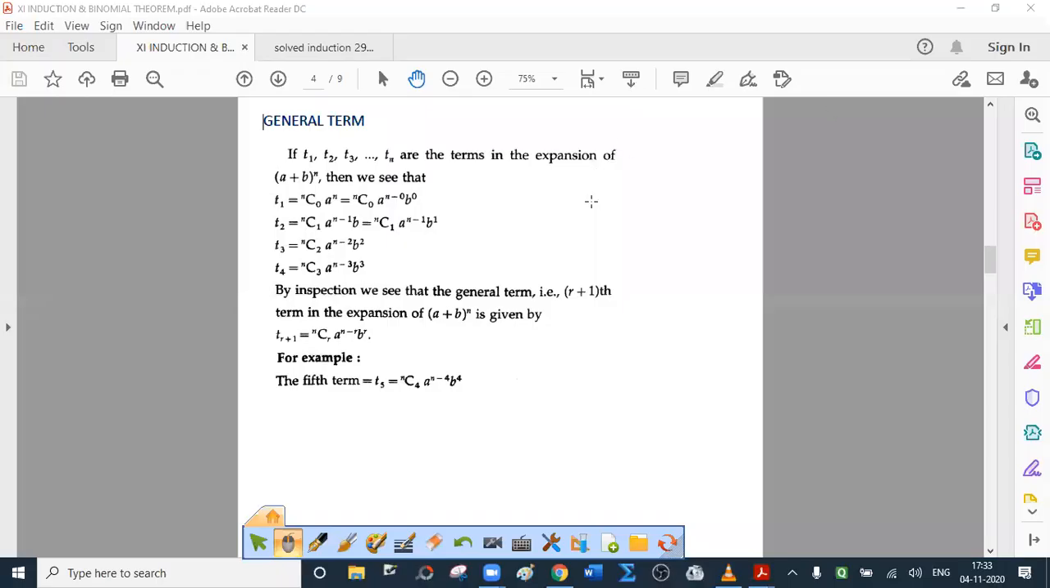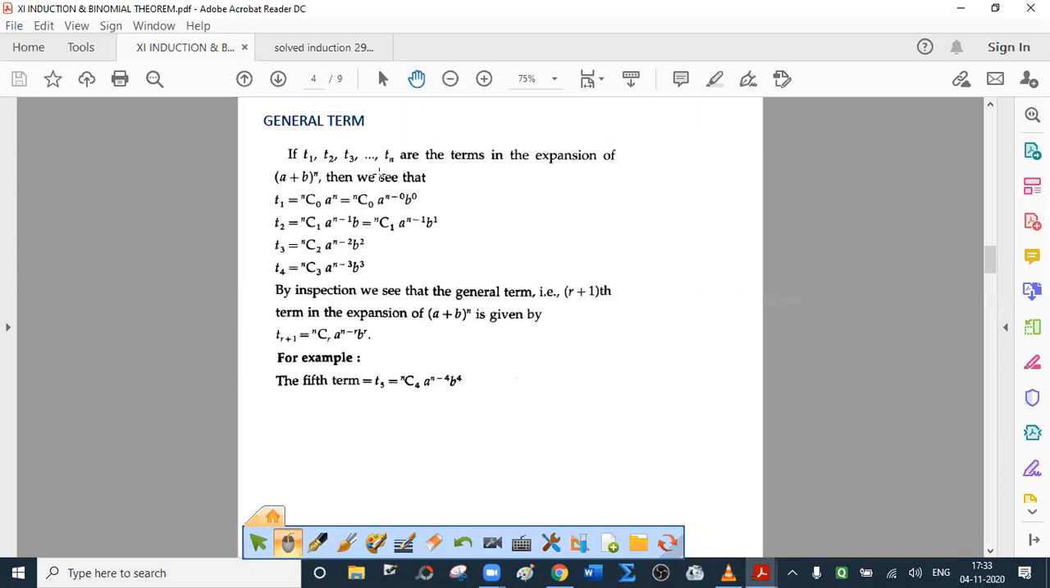See, in many cases we are asked to find directly the 10th term or 15th term in the expansion. So if the number of terms is 20, there is no point in finding terms right from the beginning, and therefore we discuss the general term in the expansion.